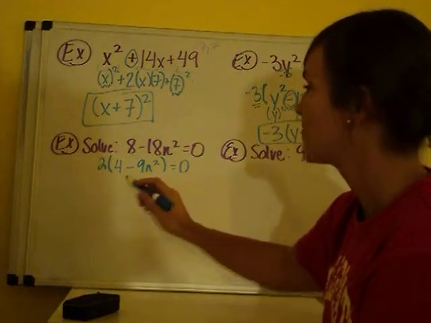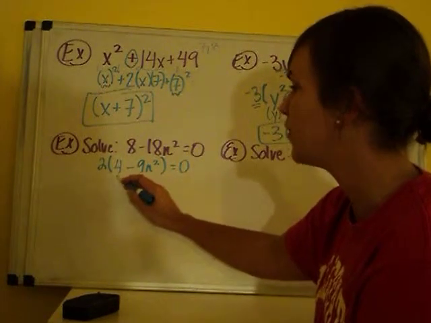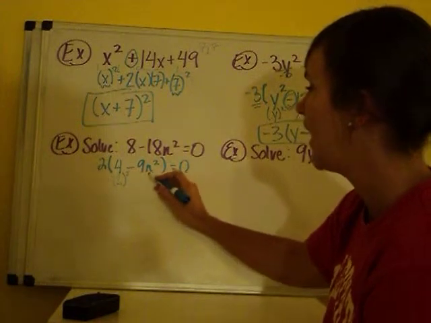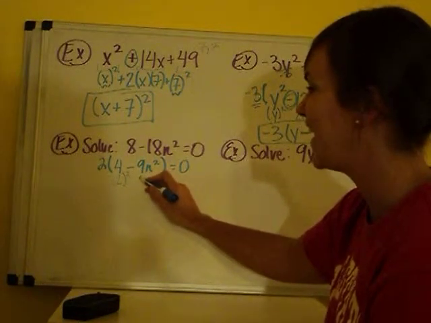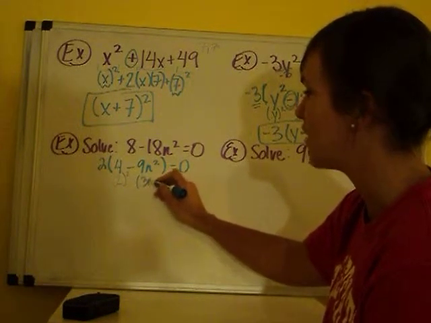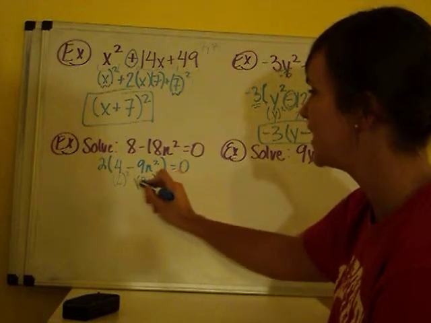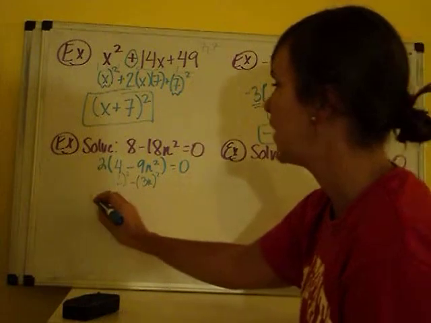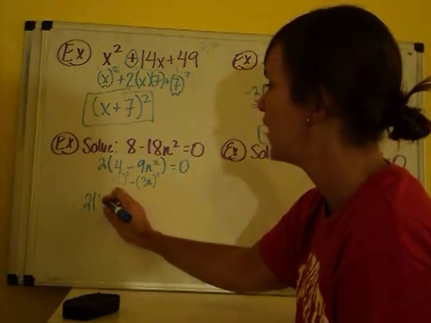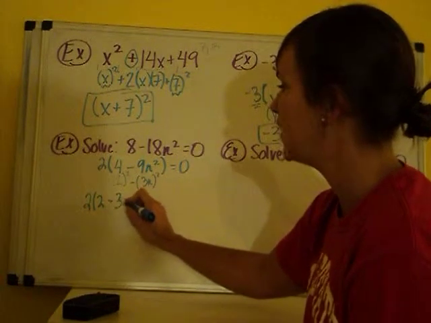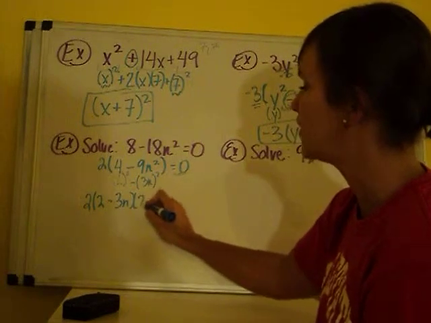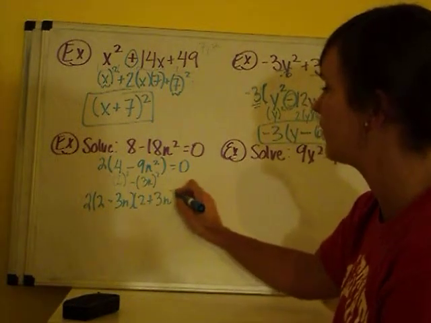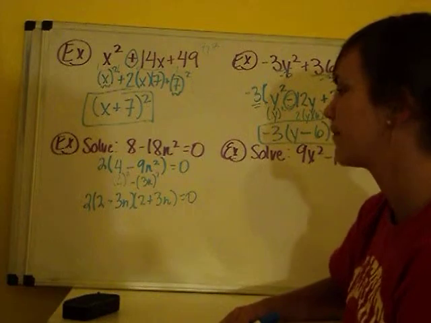Okay, so what is being squared to get a 4? I have a 2. And what's being squared to get a 9n squared? That is a 3n. Ding, ding, ding, ding, ding. So, this is my a, this is my b. I'm going to have 2 minus 3n times 2 plus 3n. Okay?